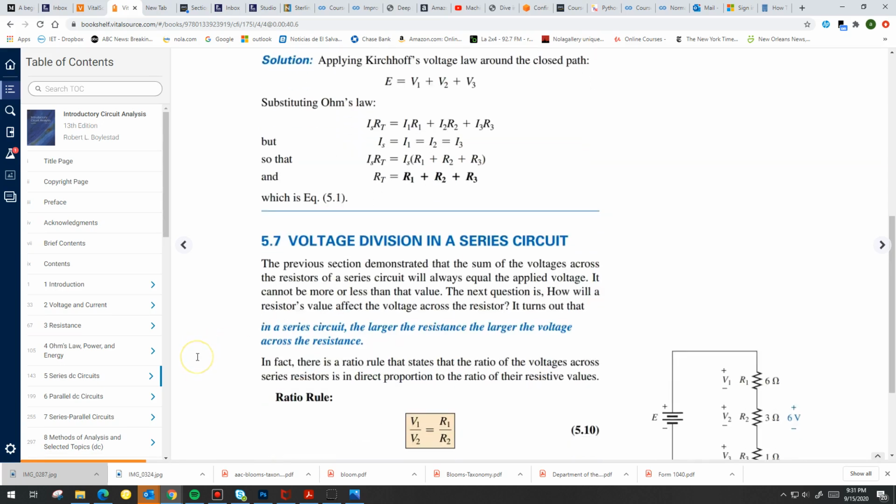All right, I'm going to stop right here, and we're going to look at this next, really very important concept. This is called voltage division. That is very, very useful for solving circuits. But I'm going to leave that one for the second part of this chapter.